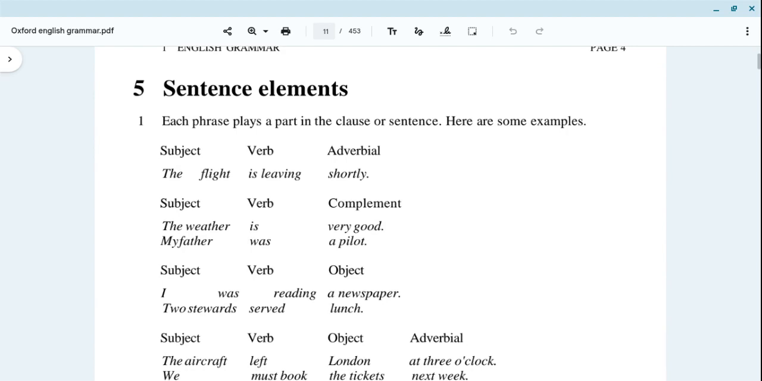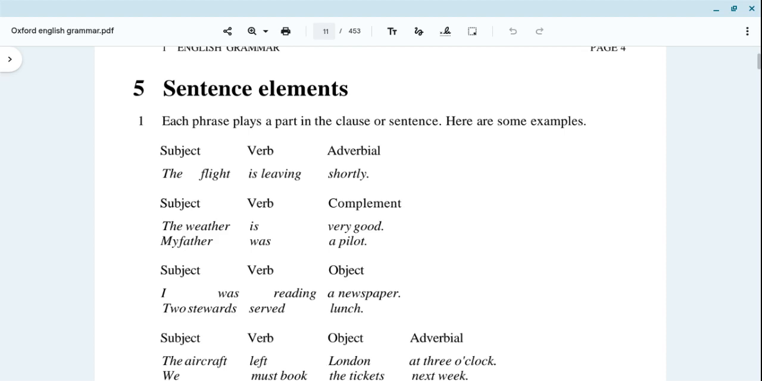Here are some examples. Let's read the example first, and then I'm going to show the elements. The flight is leaving shortly. Subject: the flight. Verb: is leaving. Adverbial: shortly.